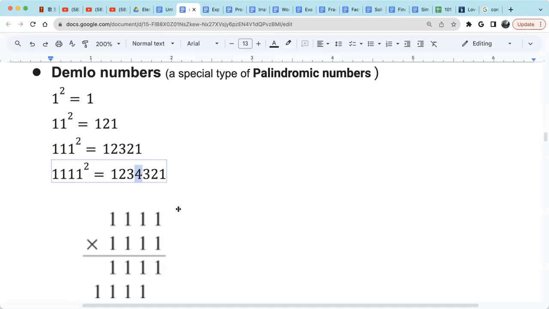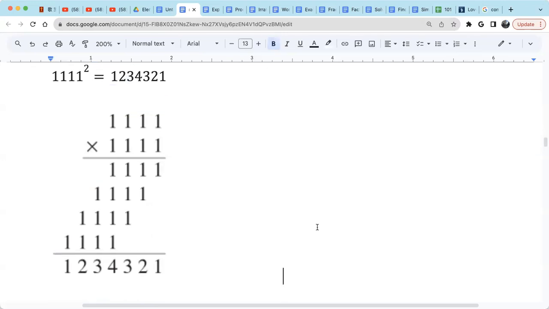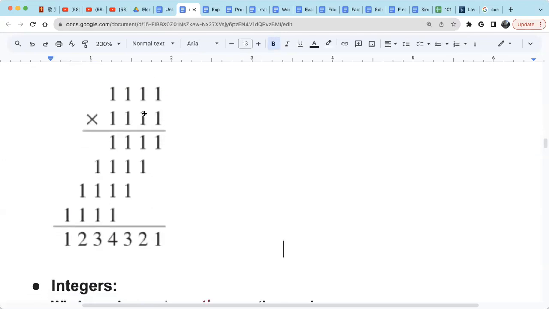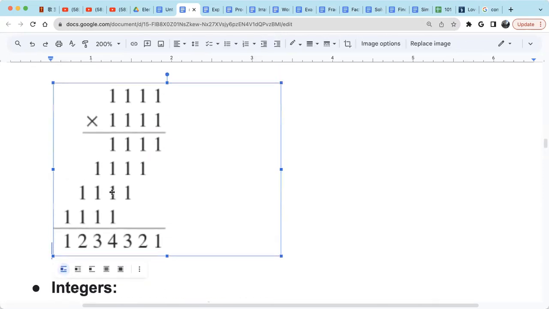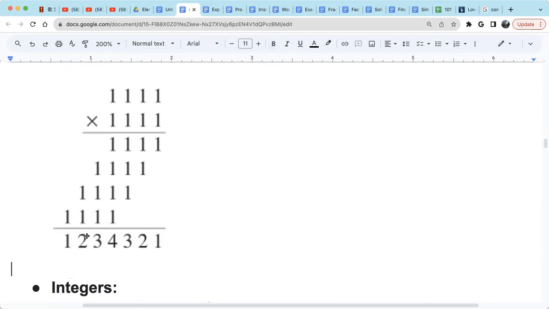So knowing this pattern is good for us to sometimes simplify or factor. This is just one example, multiplying four 1s squared, 1, 1, 1, 1 squared. And we get 4 in the middle: 1, 2, 3, 4, then 3, 2, 1.